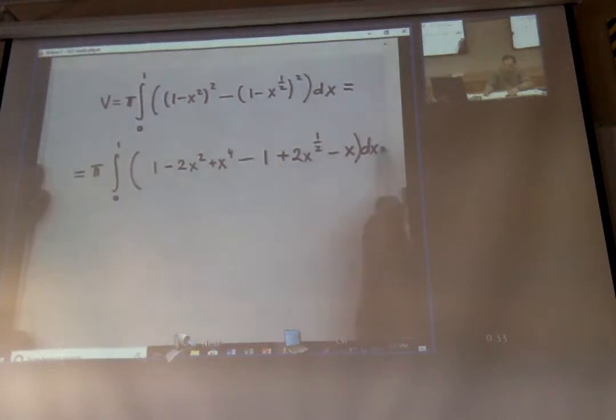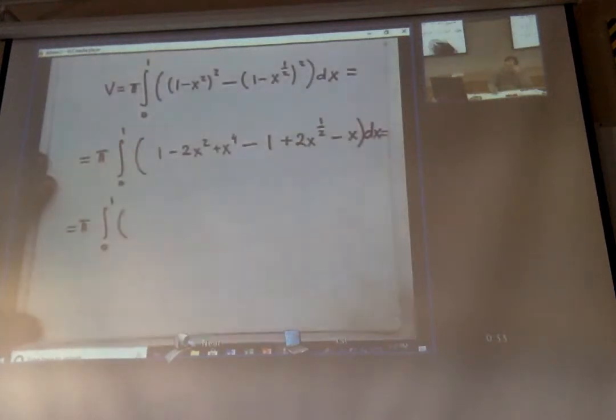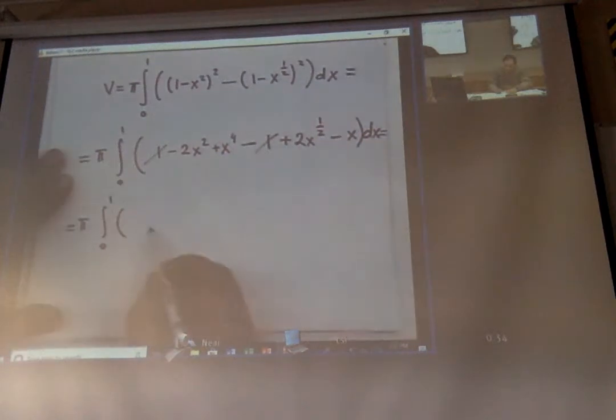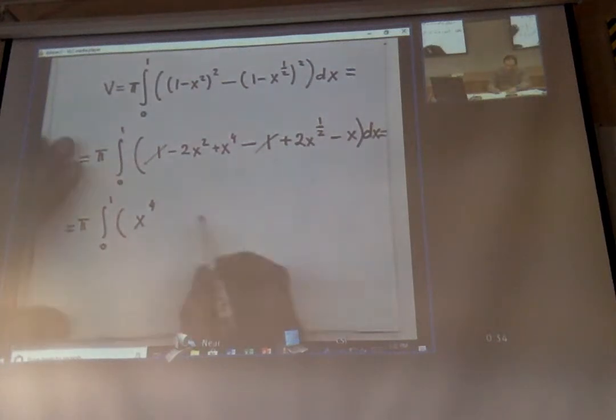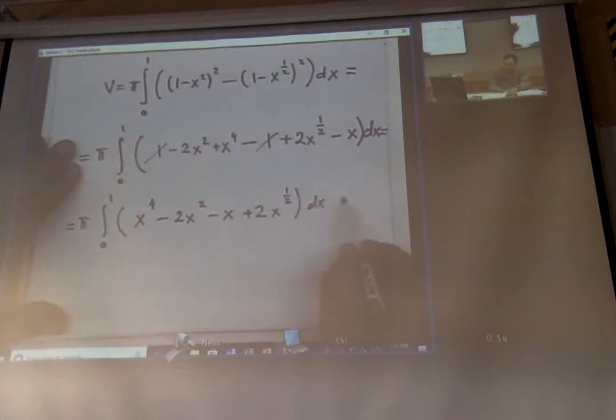All right. Well, we'll combine like terms, so it's from 0 to 1. The only good news here is that 1 will cancel, but everything else will stay. So order doesn't make a difference. I just want to keep positive first. So I'll put x to the 4th minus 2x squared minus x plus 2x to 1 over 2. So I put them in order, but it doesn't make a difference.